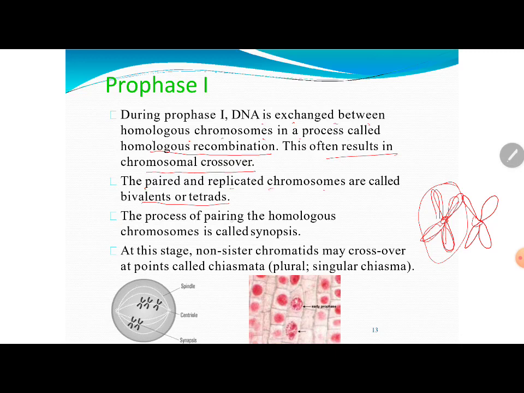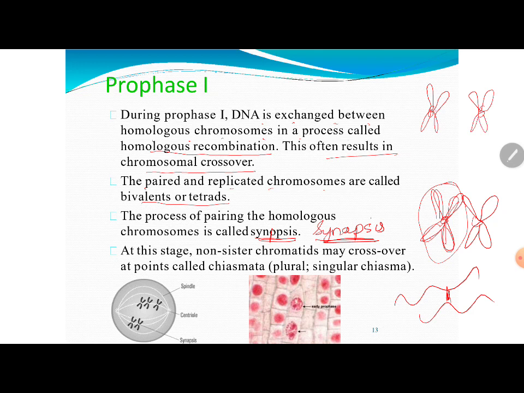The process of pairing the homologous chromosomes is called synapsis. Sorry, this is a typo error. Synapsis. So where you have chromatids like this, right, thin. So when you're pairing them up together, that is called as synapsis. At this stage, the non-sister chromatids may cross over at points. For example, see, this is a sister chromatid. This is another chromosome. They are non-sister chromatids now. Okay. So this process of pairing is called synapsis.